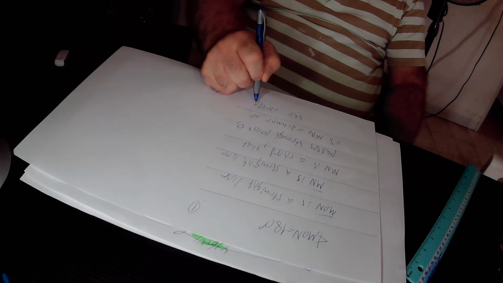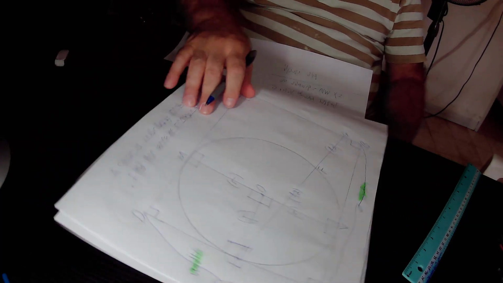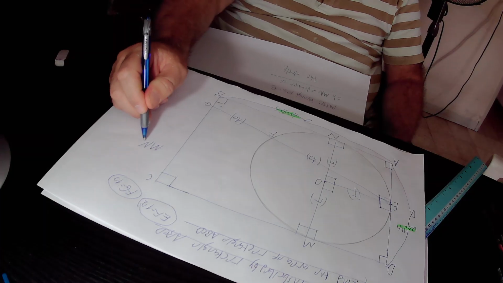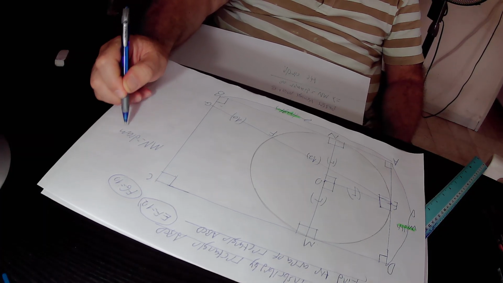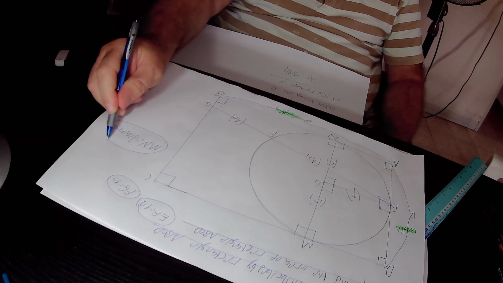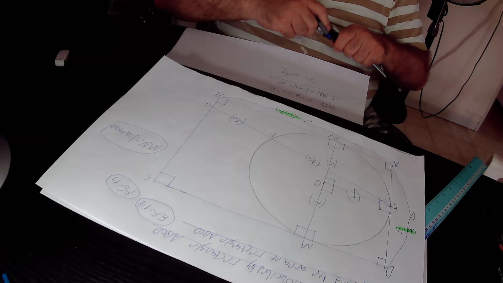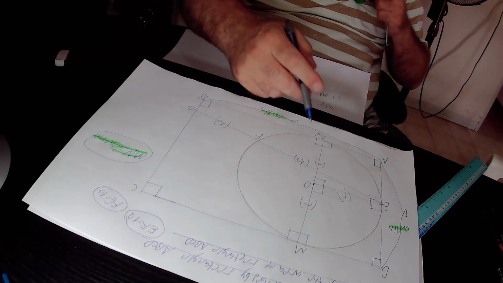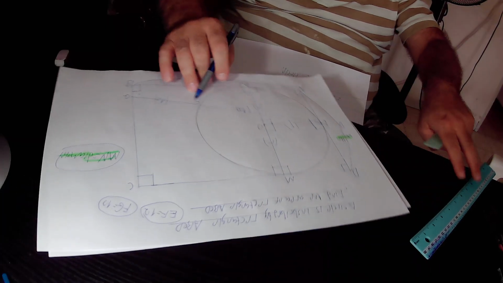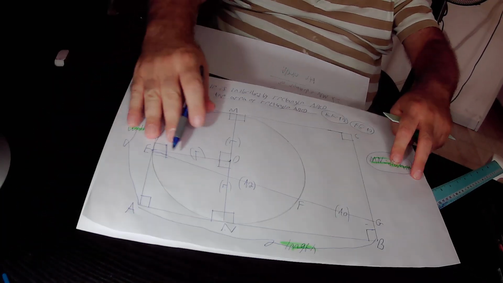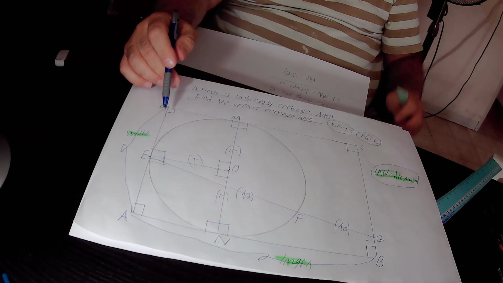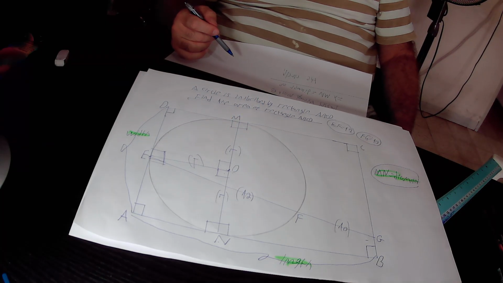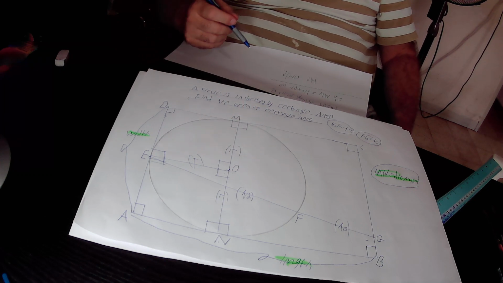So MN is the diameter of the circle. MN is a diameter, it is absolutely a straight line, and therefore this shape DMNA is a quadrilateral because it has 4 sides, 1, 2, 3, 4. Okay, shape DMNA is a quadrilateral.